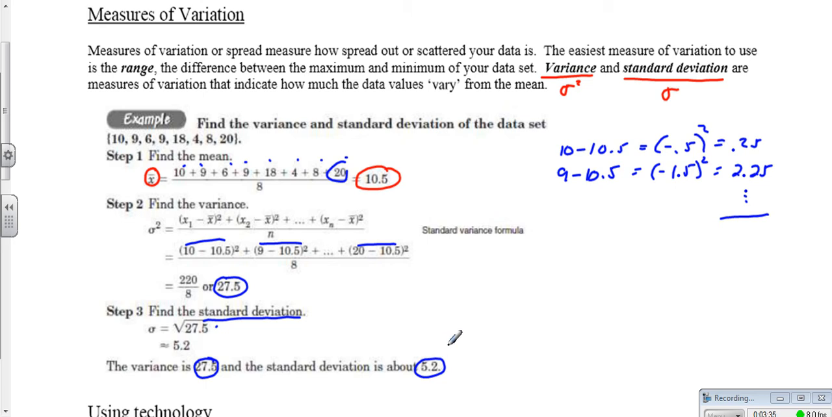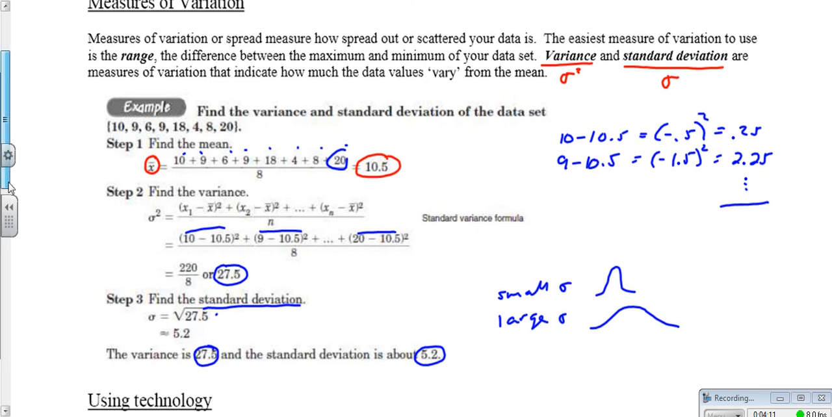Now the smaller the standard deviation, the closer everything is together. The bigger the standard deviation, the more spread out the information is. And that's very important. So if I have a small standard deviation, and I'll use sigma to show that, my data would look very narrow and very close together. That's my normal curve. If I have a large standard deviation, then it looks more like this, more spread out. So the data is not quite so clumped together. And that's the two together.